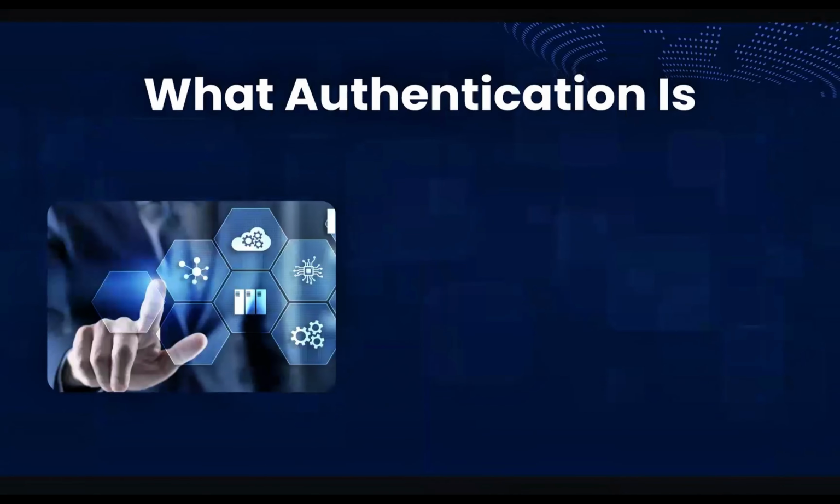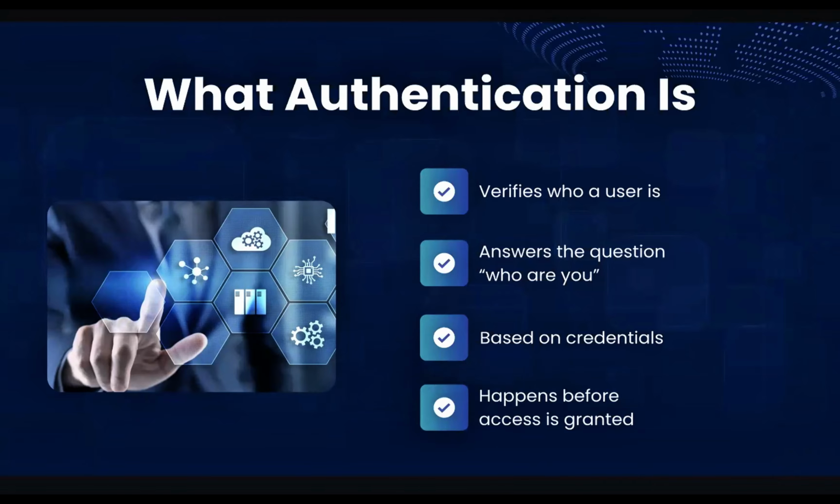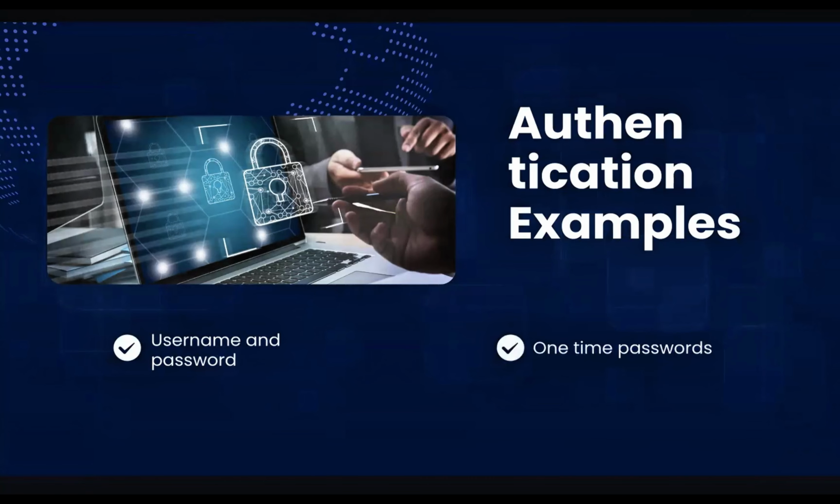Now, what is authentication? It verifies who a user is. It answers the question, who are you? It is based on credentials. That is, you have to input your username or your password, or maybe your email address and your password. And lastly, it happens before access is granted. Then what are the examples of authentication we have? Authentication uses different proof methods. We can use username and password combinations. We can use one-time passwords. We can use biometric verification, and we can use multi-factor authentication.